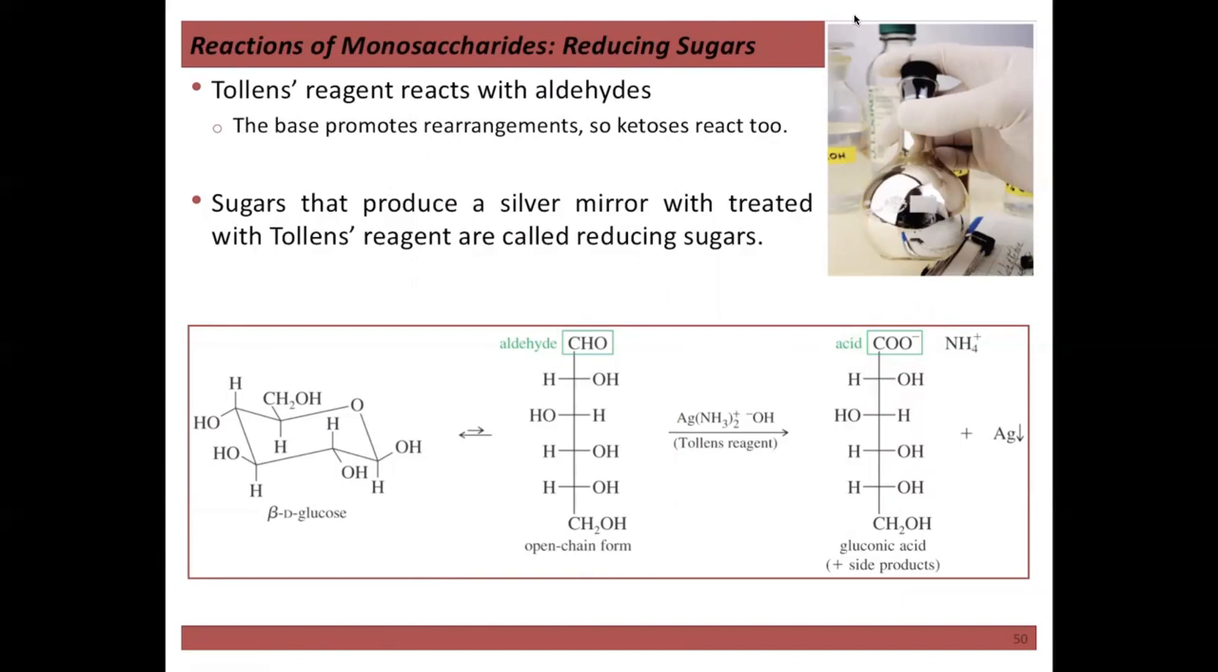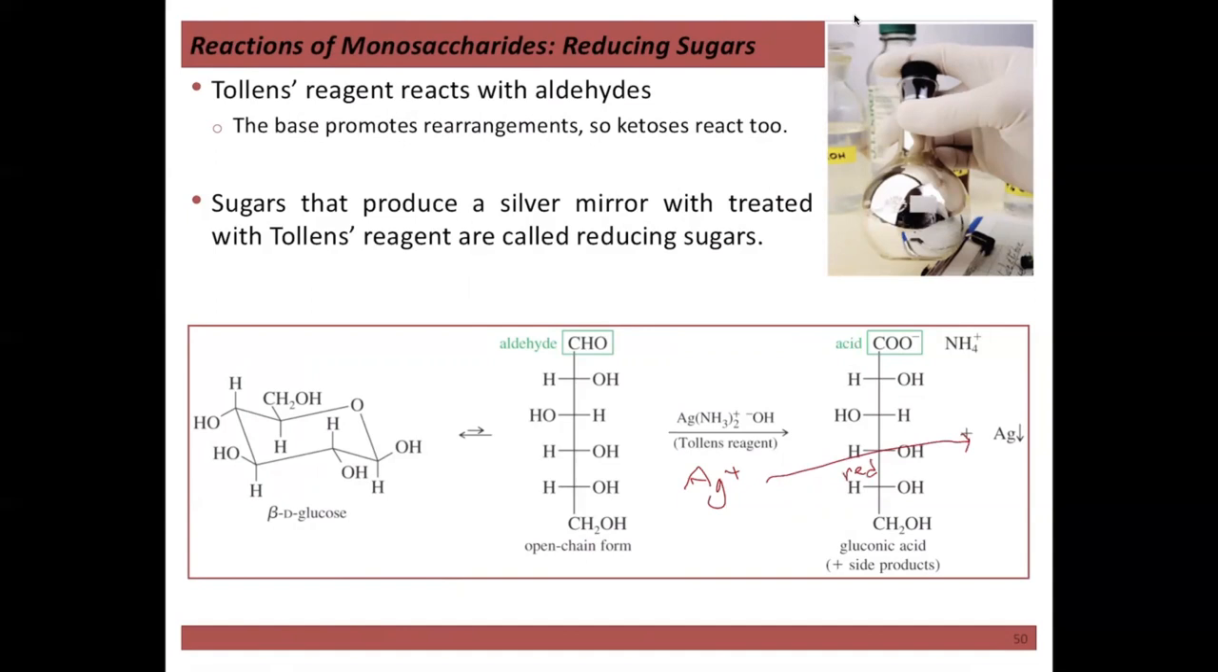Well, if the sugar is getting oxidized, something has to be reduced. And so what's getting reduced is the silver ion. And so if you remember, if you get reduced, that's gaining electrons. And so this silver ion turns into silver metal in the reduction.